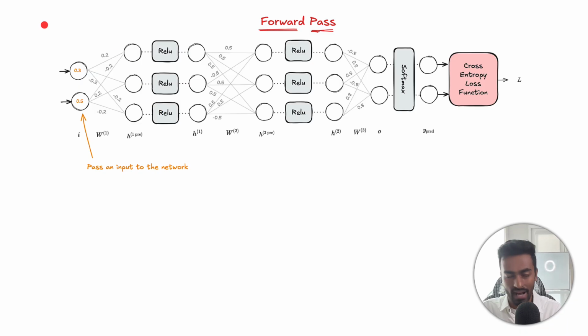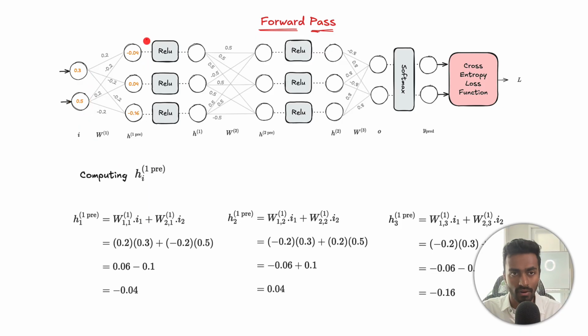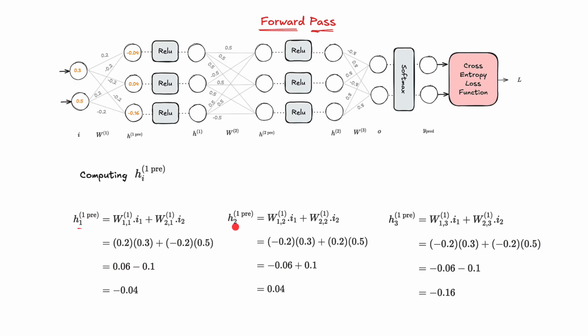So let's say that we're passing some input right now. We have a sample, and the input sample is 0.3, 0.5, a two-dimensional vector that we pass as an input. Next, we want to compute what the activation is for this layer over here. I'm calling this H1 pre, and the ith neuron of that. So we have 3 neurons: neuron 1, neuron 2, and neuron 3's calculation.